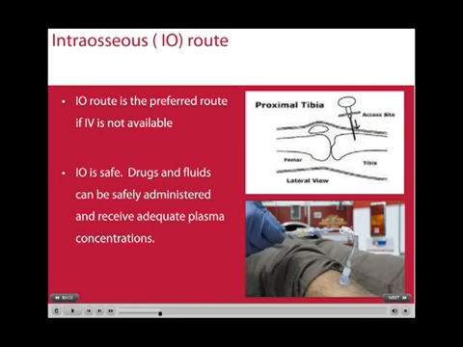If intravenous access is unable to be obtained, the next preferred route is the intraosseous. The intraosseous route is very safe, and drugs and fluid can be administered very quickly and receive adequate plasma concentrations rapidly. It is also worth mentioning that blood samples can be taken via the intraosseous route. The one exception to the blood results that won't be accurate is the white cell count.